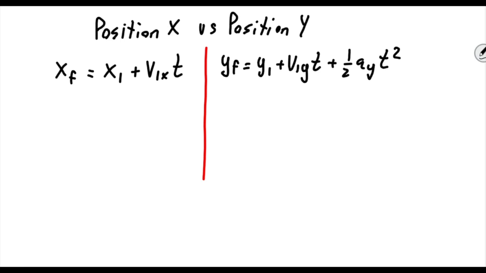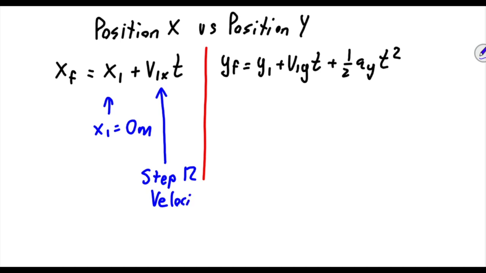So we're going to have to plug different values into these two equations to produce the different X finals at different points in time. So we can assume that X initial is equal to 0 meters. We can also assume that our V initial X was what we found for rolling across the table during step 12. So step 12, velocity. Okay.